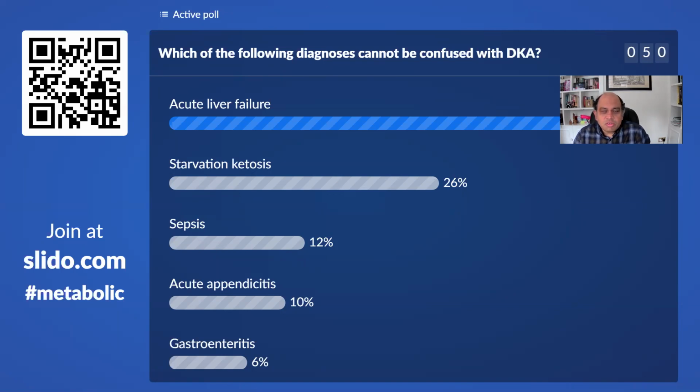Starvation ketosis. So you can get ketosis and acidosis with starvation ketosis. If you starve for a couple of days, then you can get mild to moderate ketosis and mild to moderate acidosis. Unlikely that you will get hyperglycemia. And some patients, obviously, if they don't have any glycogen reserves, will become hypoglycemic. But more often, because of glycogen storage, you potentially keep your blood sugar normal.